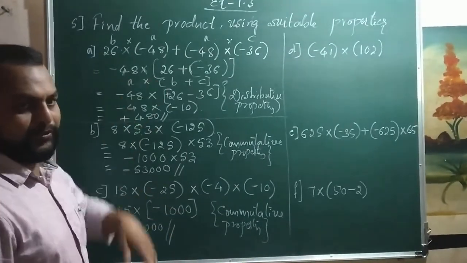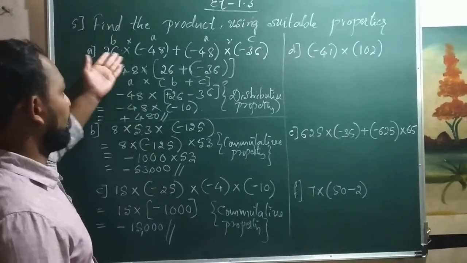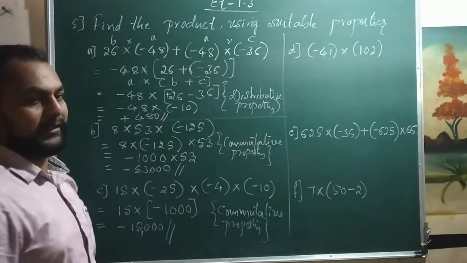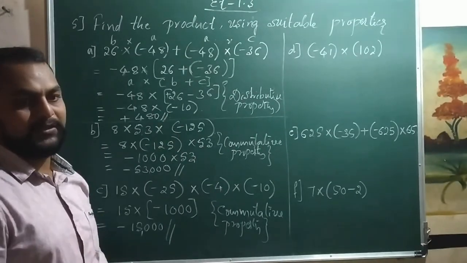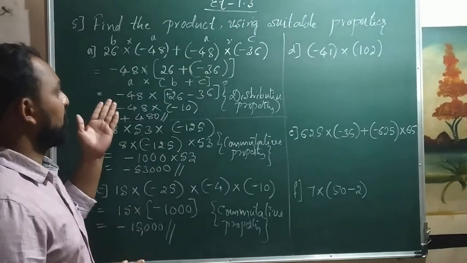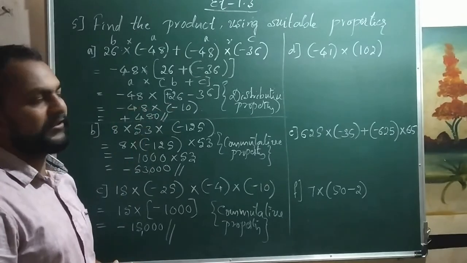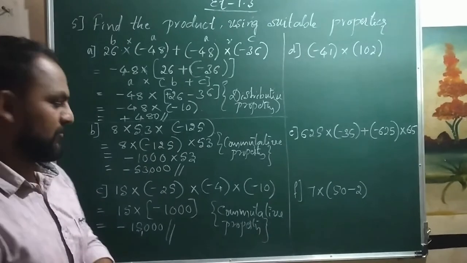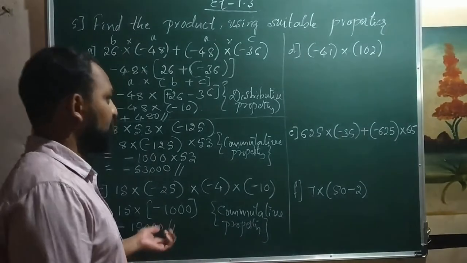This one is a distributive property. Here 26 into 48 and 48 into 36 takes some more time to solve this type of problem. By using the properties of integers, it is easy to solve this type of problem. The next one.